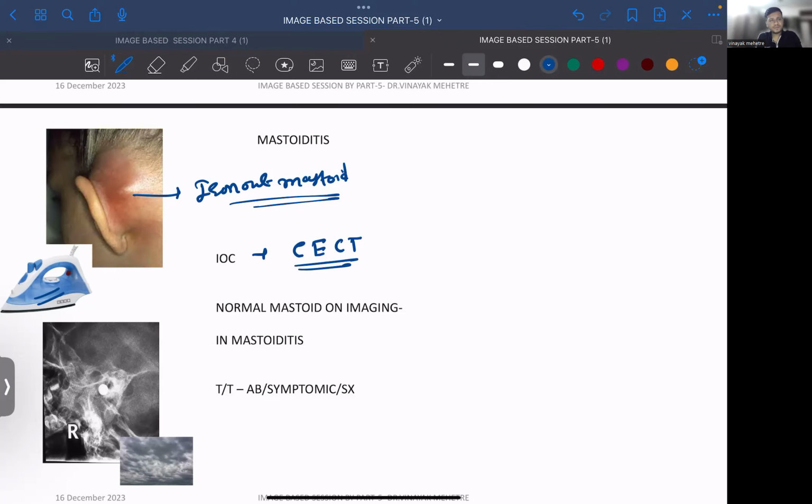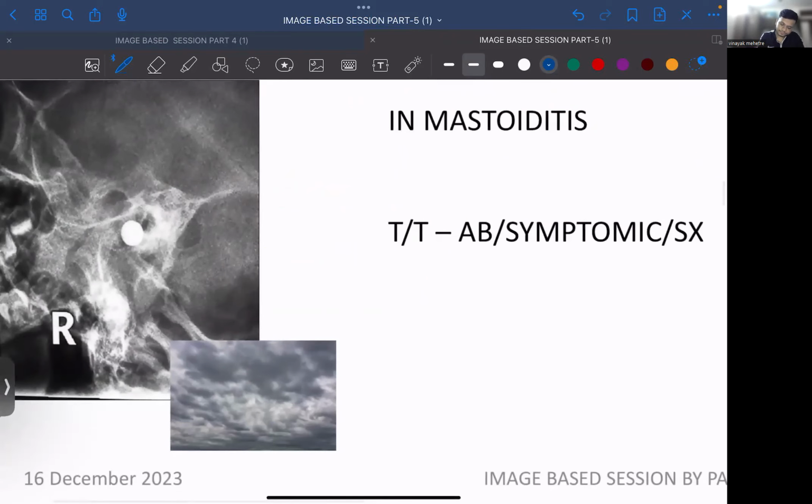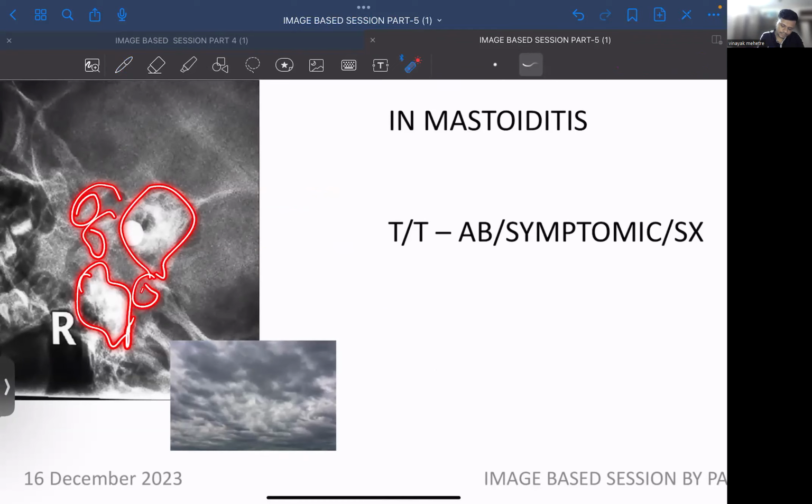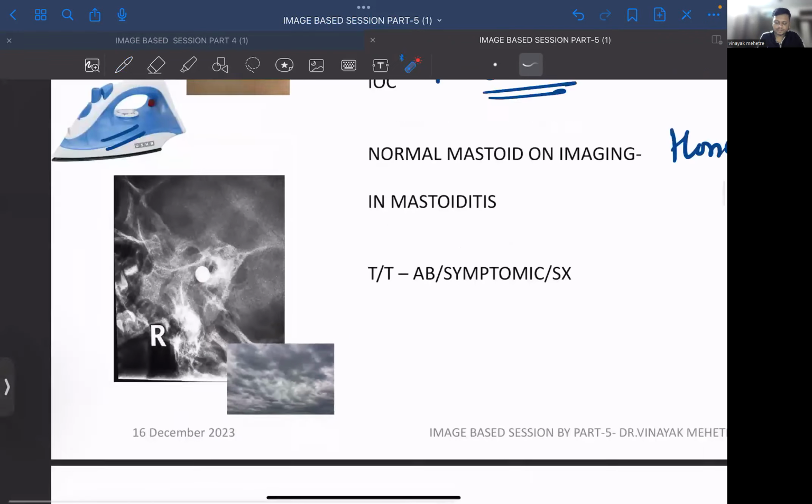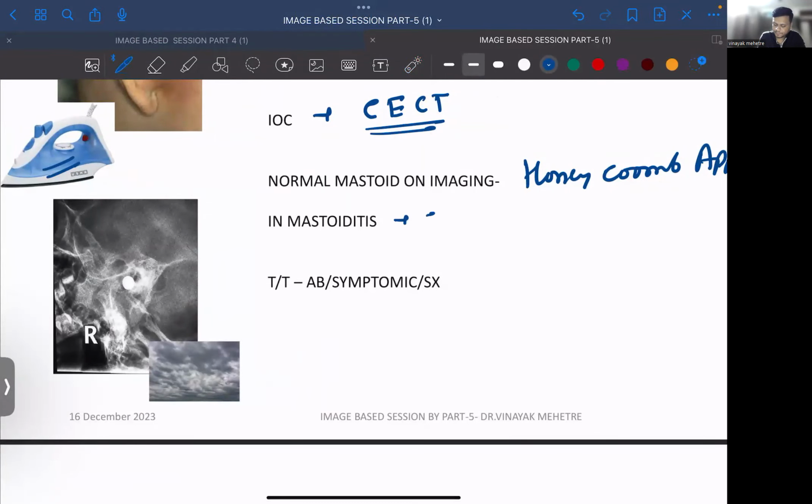I have shown you the image of a normal mastoid. It will be honeycomb, right? Honeycomb appearance. But in mastoiditis, what will happen? There will be infection, right? So what will happen? It looks like there are so many clouds present over here, right? This is called clouding of mastoid. Okay, clouding of mastoid will be seen.